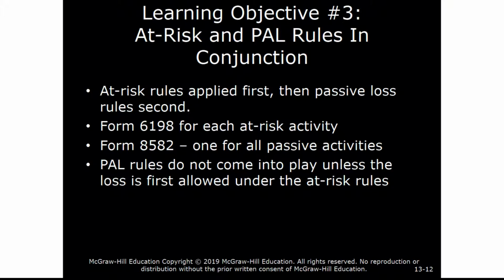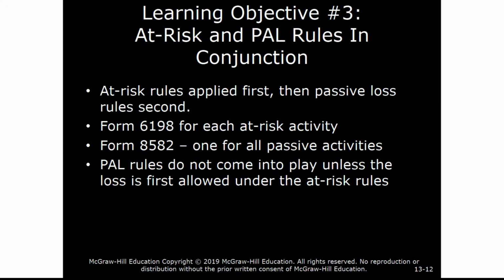I mentioned before that there are two sets of rules that have to be considered before we can take a passive loss against passive income. The first is the at-risk rules, which we talked about, and the second are these passive loss rules. We have to complete a Form 6198 for each of these at-risk activities, and Form 8582, one for all passive activities.